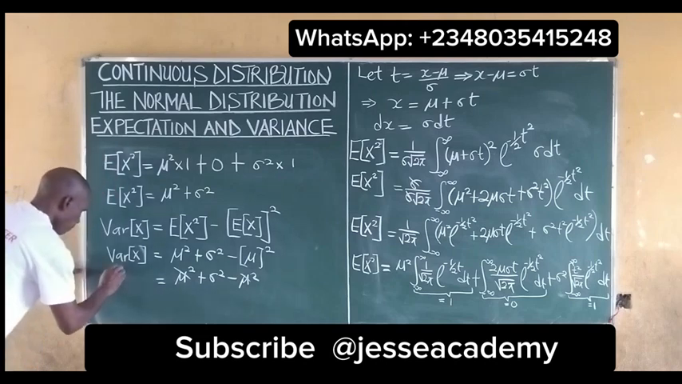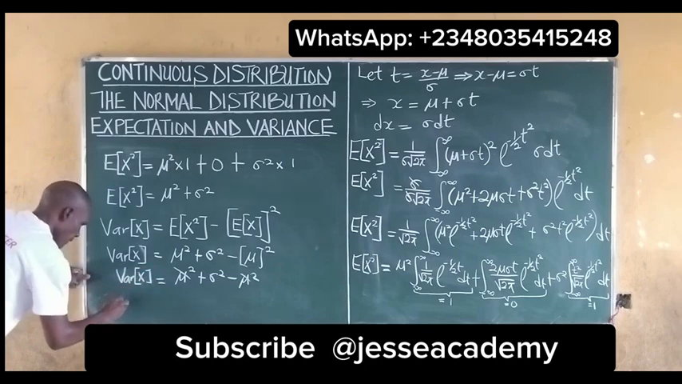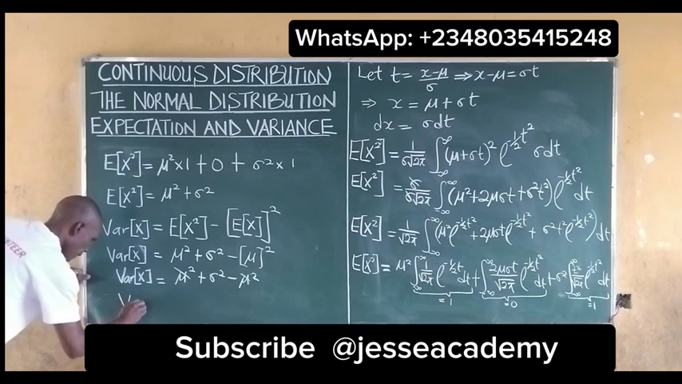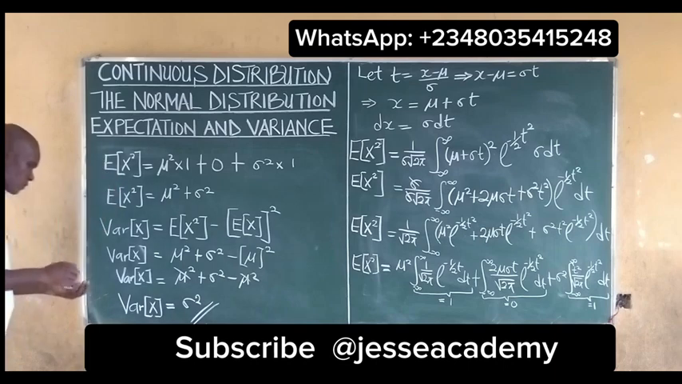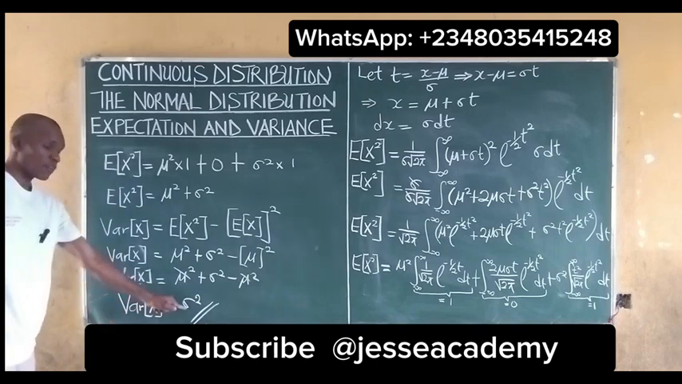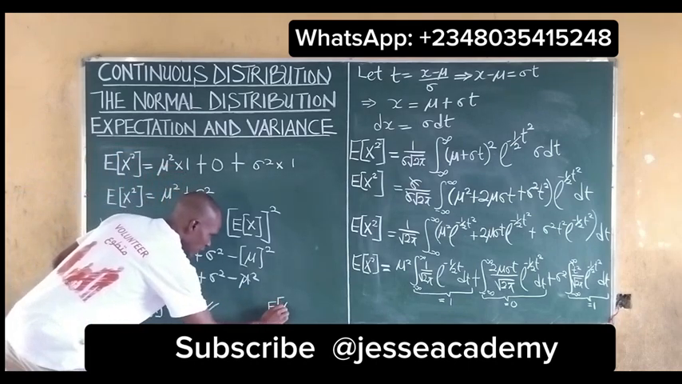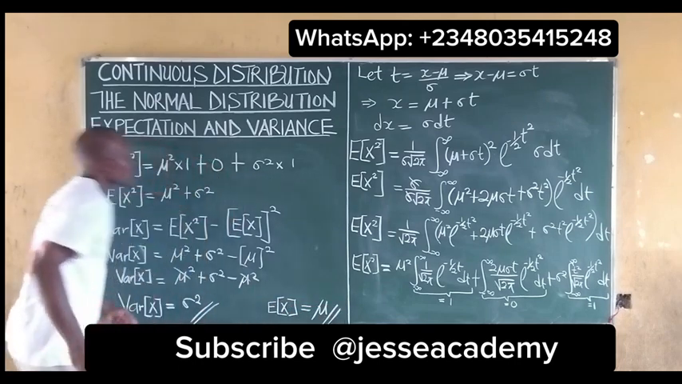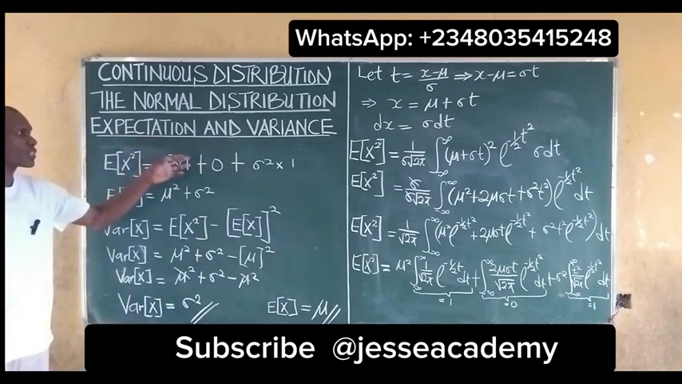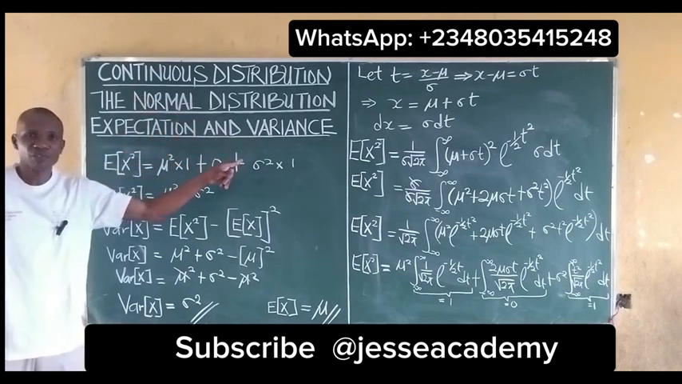It then means that this is our variance of x. It then means that our variance of x is equal to sigma squared. So we have the variance of x to be equal to sigma squared, and we also obtained that the expected value of x is equal to mu. So this is how to obtain the expectation and variance for the continuous case of a normal distribution.